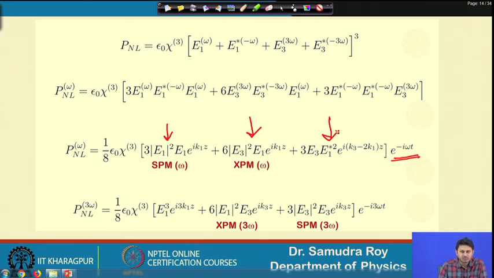Well, in a similar way, if you try to find out what the 3 omega components are, I can give this as a simple homework for you. Then you will find that there are terms which you will gather, E1 cube, which is the third harmonic generation term, and cross phase modulation term and self phase modulation term.